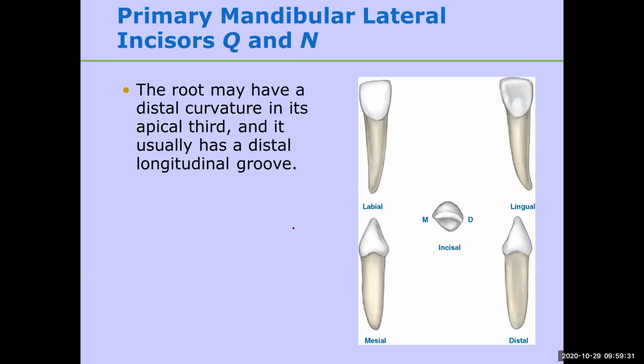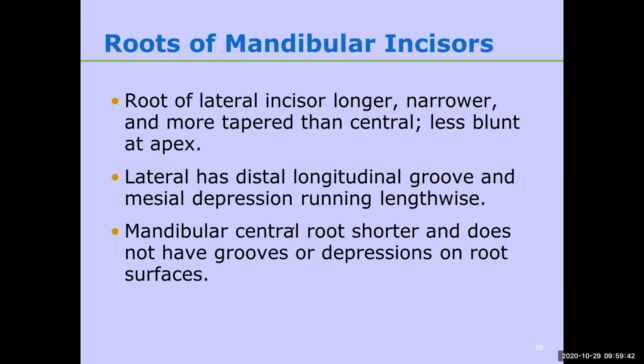The root may have a distal curvature in its apical third, and it usually has a distal longitudinal groove. I'm not going to ask you this. For the mandibular incisors, the root of the lateral incisor is longer and narrower and more tapered than the central. The lateral has that distal longitudinal groove and a mesial depression running lengthwise. And what is the purpose of those root grooves? Increases surface area. Thank you.